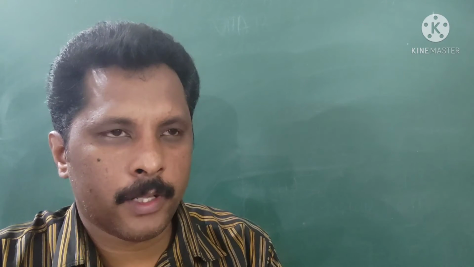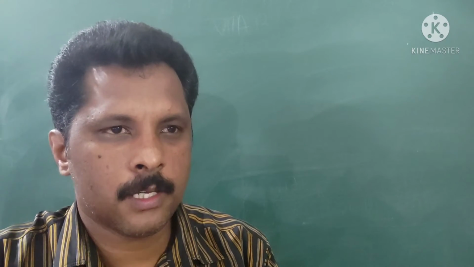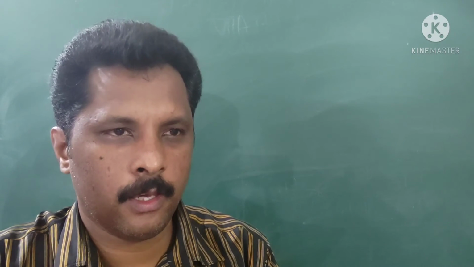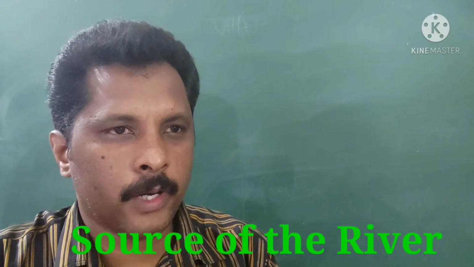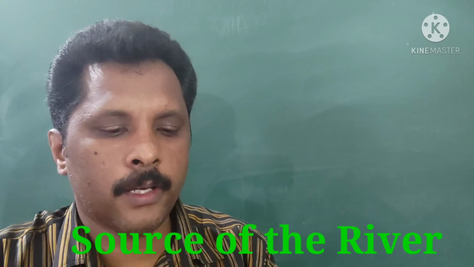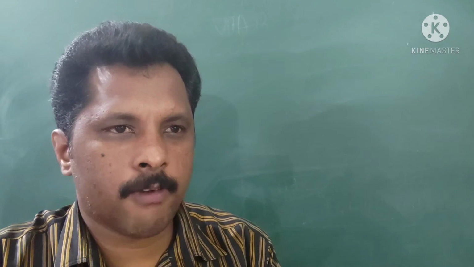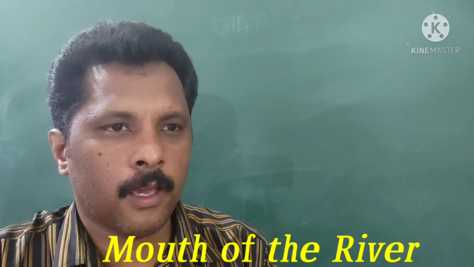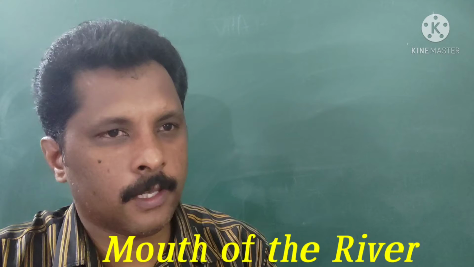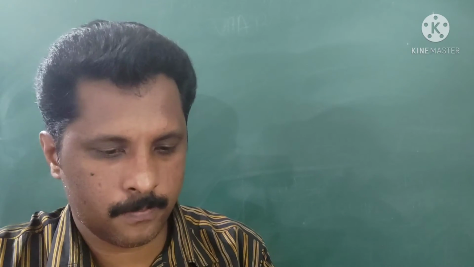Now let us study about the origin of the river. The origin means the place from where the river starts its journey. Usually it will be a mountain or a slope of a mountain, and it is called the source of the river. And the place where the river ends its journey is called the mouth of the river. Usually the mouth of the river will be water bodies like oceans and seas.